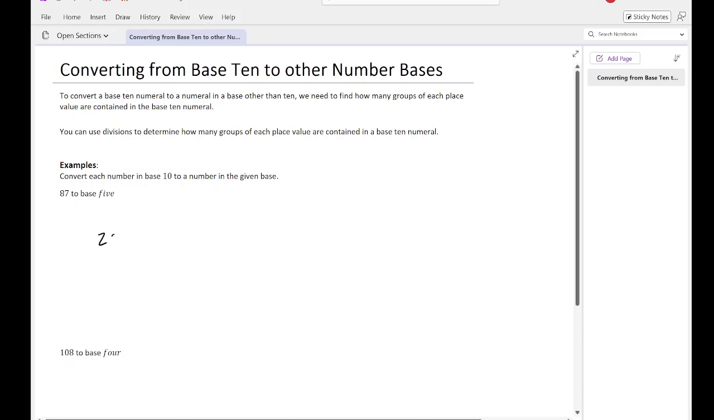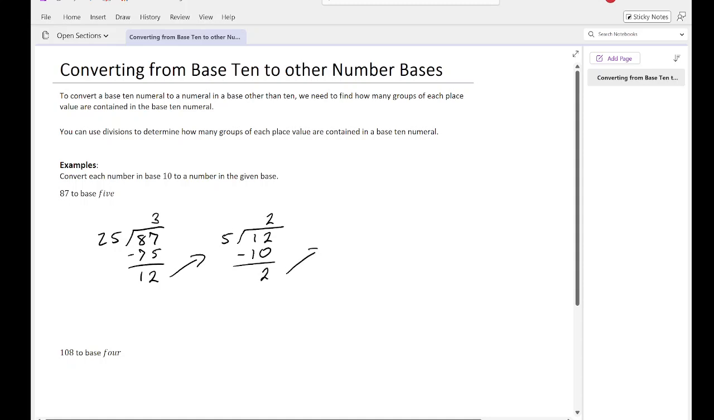So 87 divided by 25. How many times can 25 go into 87? The answer is 3 times without going over. That's going to give me 75, which leaves me 12. Now I'm going to take 12 and do it again. I need a power of 5 that will not exceed 12, so 5 to the first. 5 can go into 12 2 times, which will be 10, and that's going to give me 2 as a remainder.